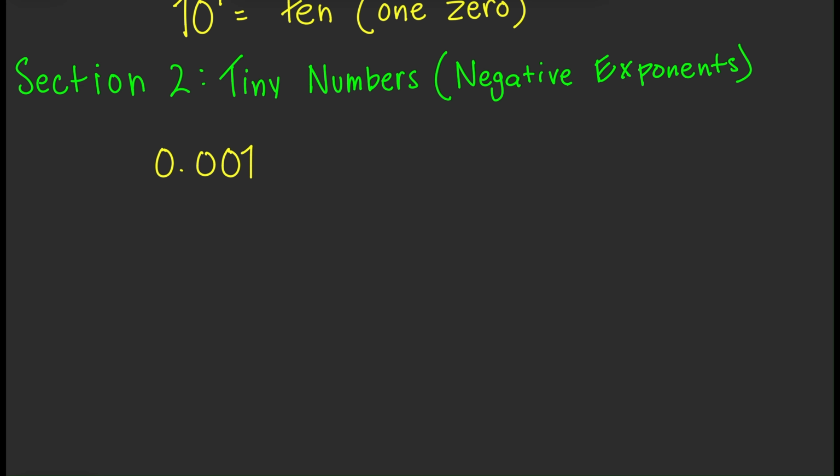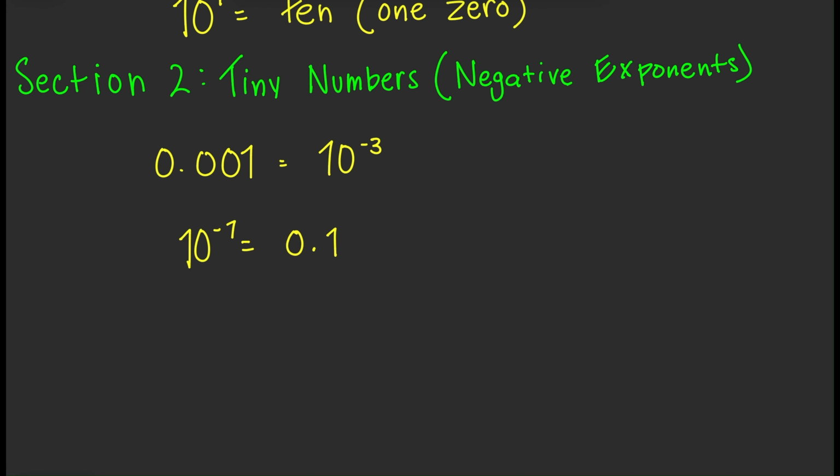We do this by counting the zeros in front of the number, and we have 3, so this would be 10 to the negative 3. Don't let that minus sign scare you. It doesn't mean that the number is negative. It means that the number is a fraction or a very small decimal. So let's say we've got 10 to the minus 1. This is just going to be 1/10.